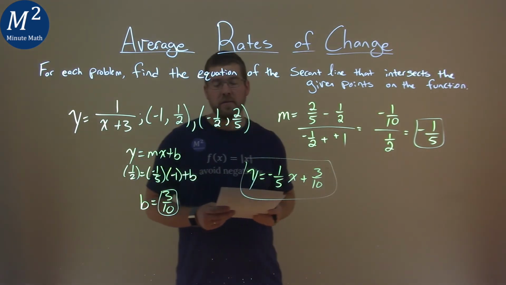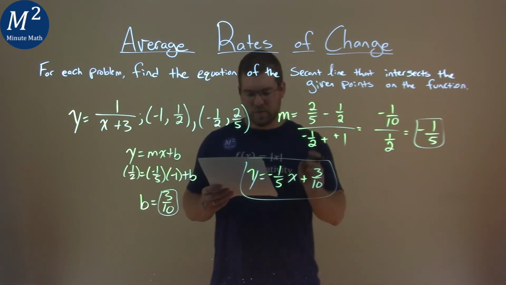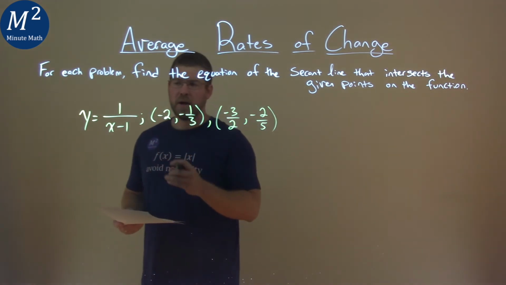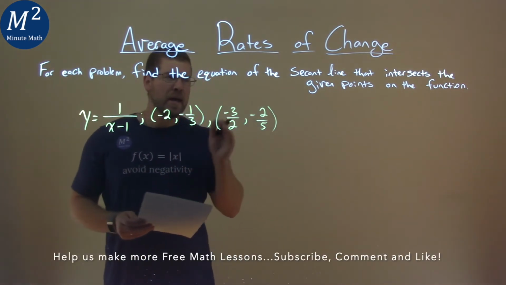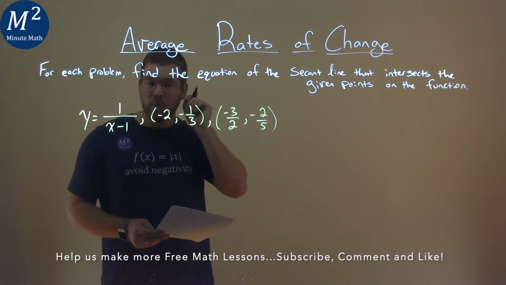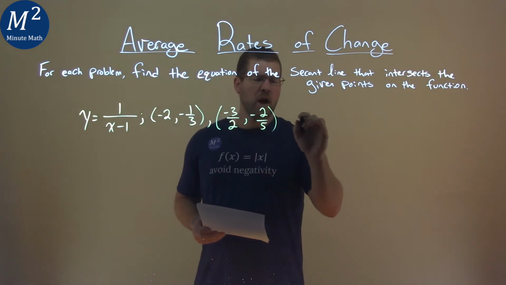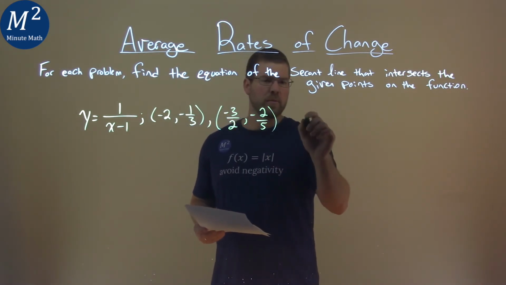So our final answer here for the equation of the secant line is y equals negative 1/5 x plus 3/10. We're given this problem right here, y equals 1 over x minus 1, and we have to find the equation of the secant line through the points (-2, -1/3) and (-3/2, -2/5). Our first thing we always want to find is a slope here.